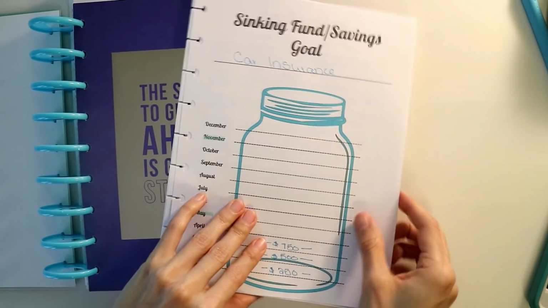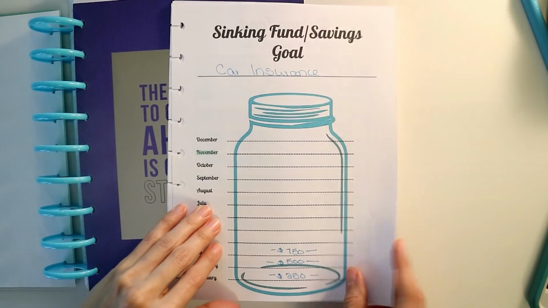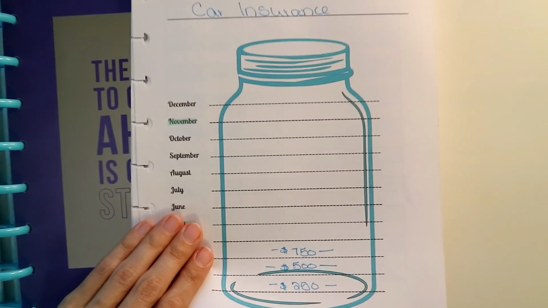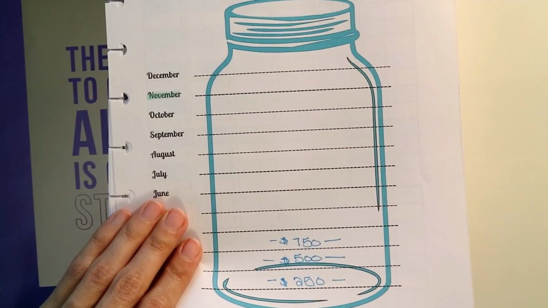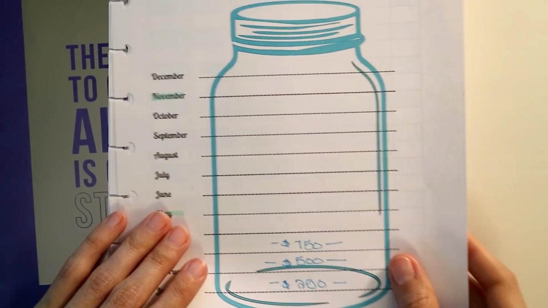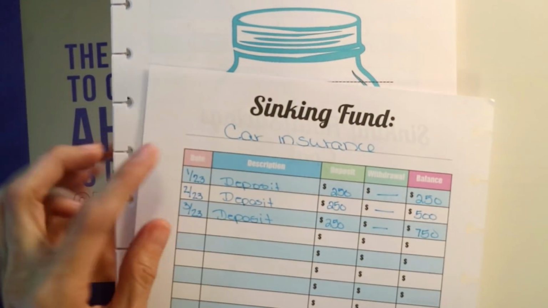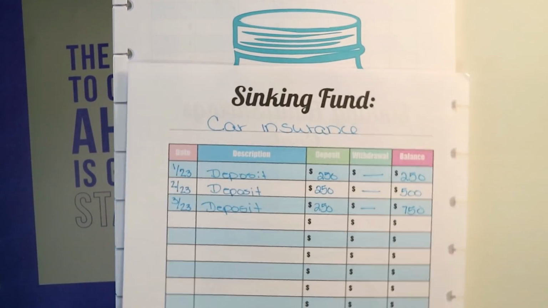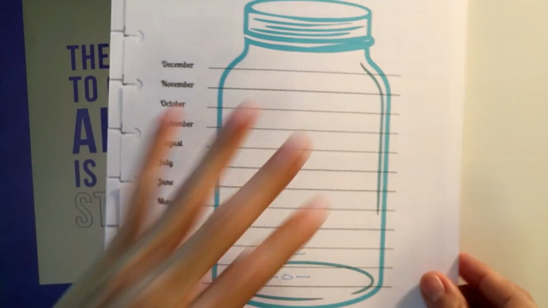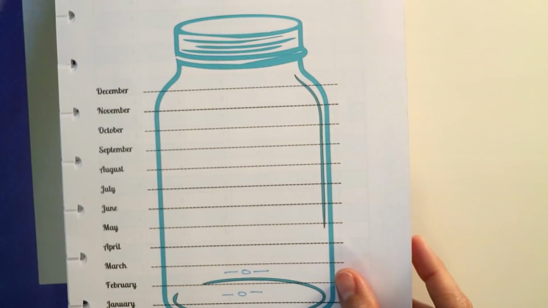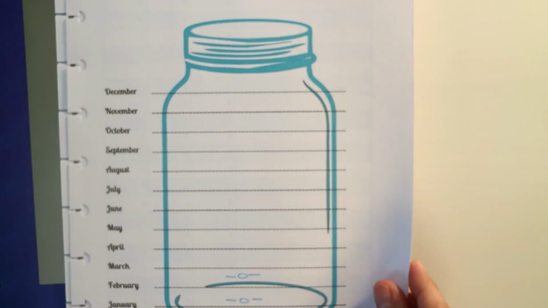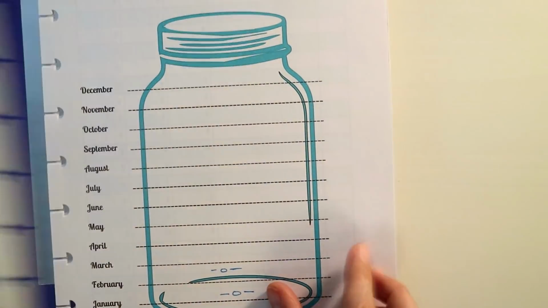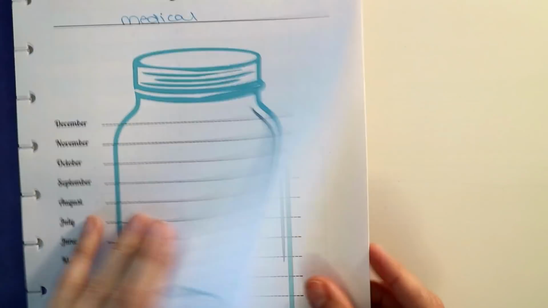All right, I'm back. So I went through and put the balance on all of them, though not all of them have a balance. I'm going to zoom in a little bit so you can see. This is the car insurance one. So I have the balance, and then I have the dates that I actually made the deposits into the sinking fund. I haven't done anything for gifts or for back to school, clothes or supplies, car repairs, medical.